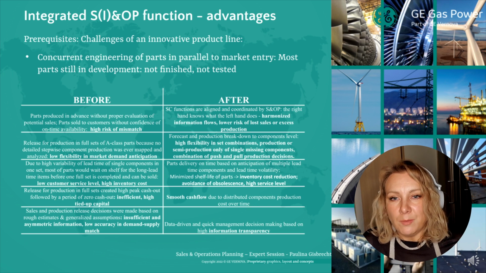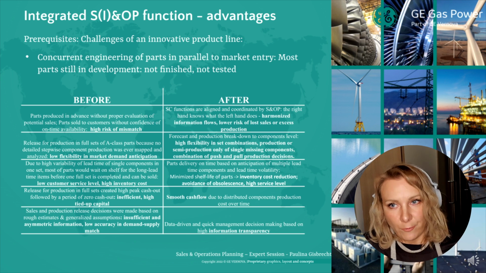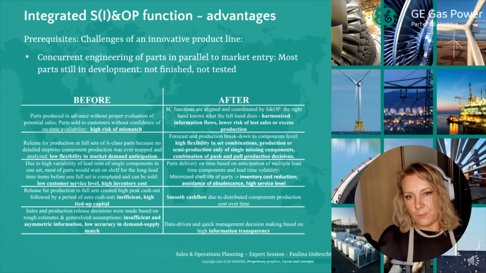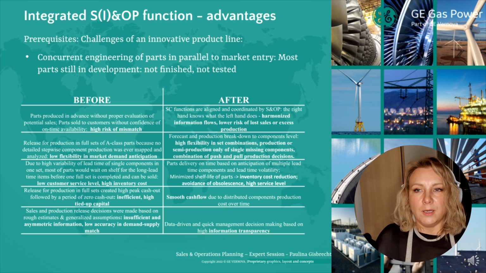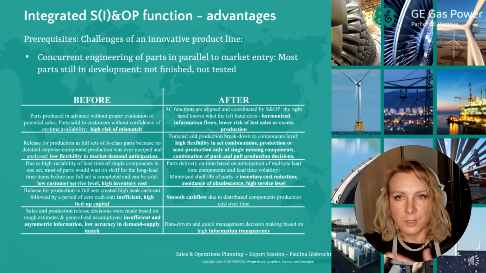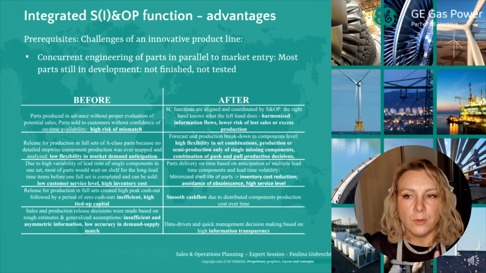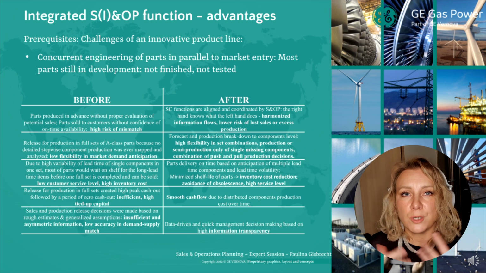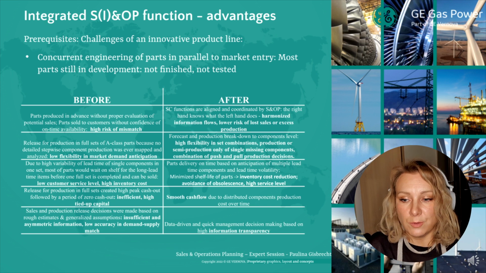So let me briefly summarize the benefits and the advantages of having an integrated S&OP function in your product line. So what we could observe was, of course, the harmonization of the information flows, the reduced risk of stockouts, respectively no stockouts at all. We could get rid of the excess inventory. Of course, our service level towards the customers increased dramatically, so we were able to serve on time.